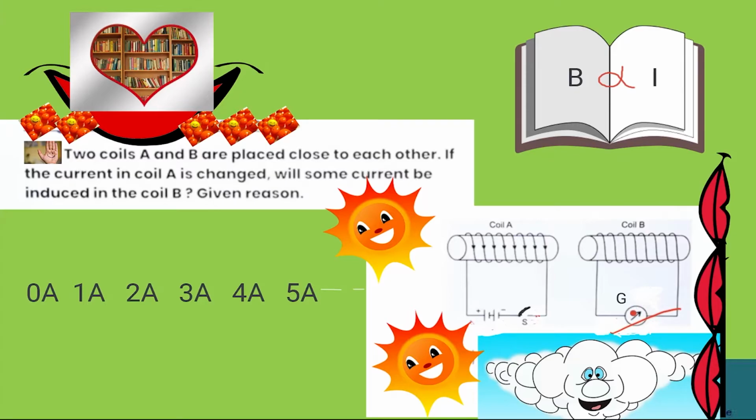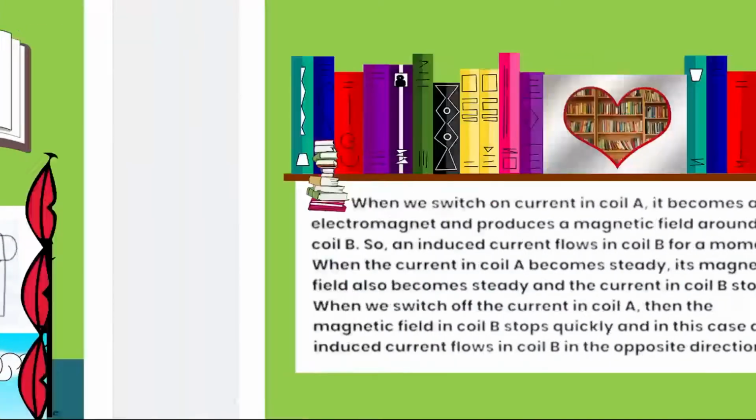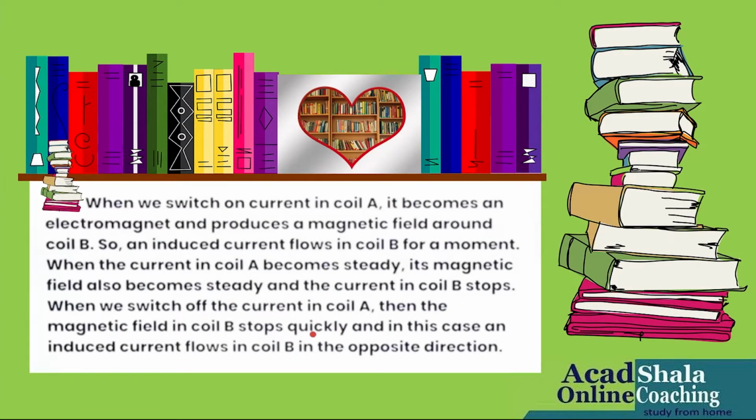Am I clear, children? So this is the reason behind how coil B gets affected, how the magnetic field is produced, and how the current is induced in coil B from coil A. So for this small question, a lot of big explanation was given by me, which is really very important, and the concept needs to be clear to write the answers very well in your exams. So now, how do you write the answer? The answer comes on the screen like this.